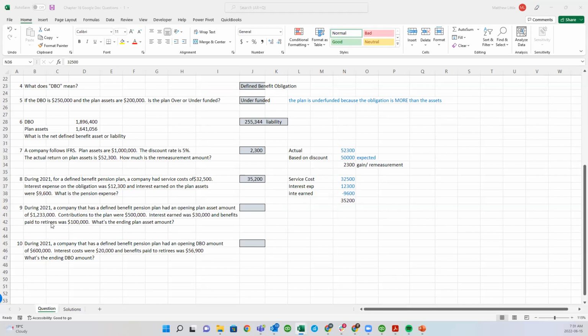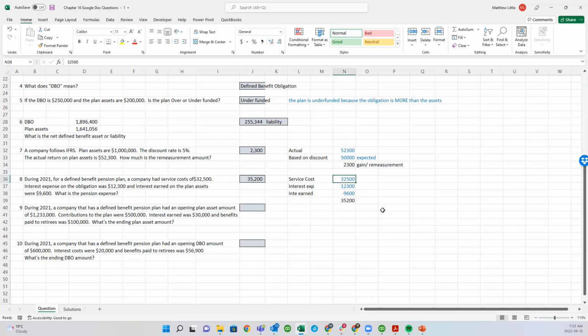Let's look at another example. During 2021, a company that has a DB plan had an opening plan asset amount of 1.2, contributions were 500, interest earned was 30, and benefits paid were 100. What's the ending plan asset amount?